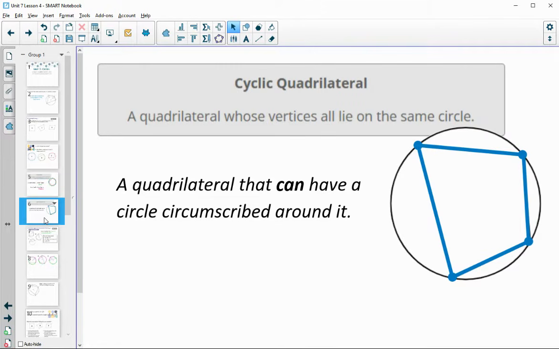Also, when you can do this to a quadrilateral, this quadrilateral is called a cyclic quadrilateral. So a cyclic quadrilateral is one in which you can circumscribe a circle around it. We can draw a circle that will hit all these vertices at the same time. That's what a cyclic quadrilateral is.